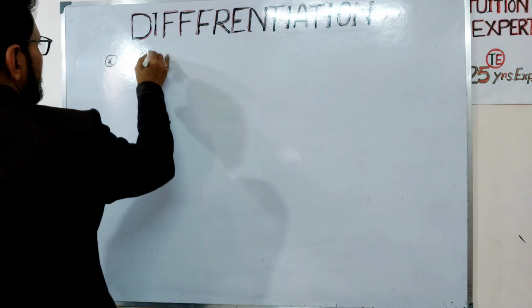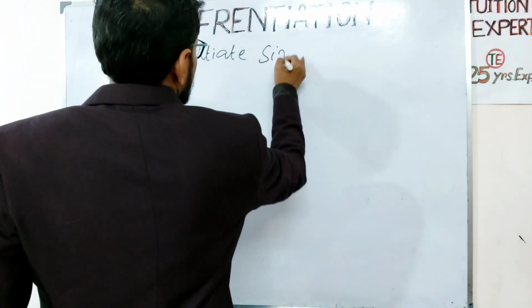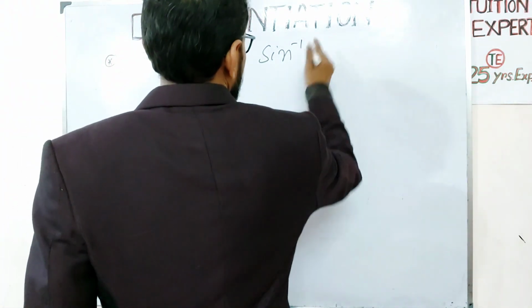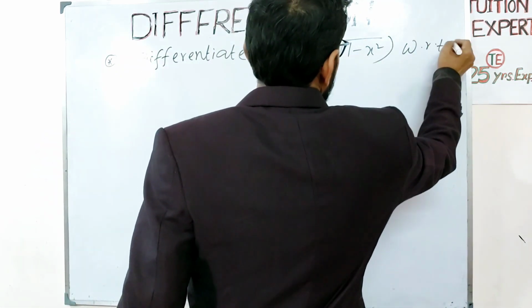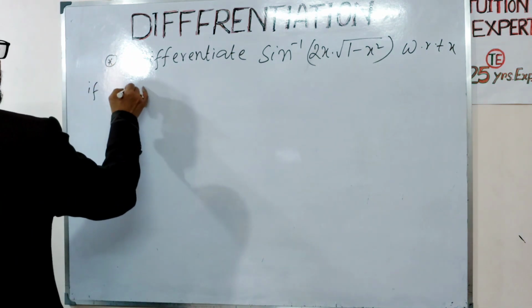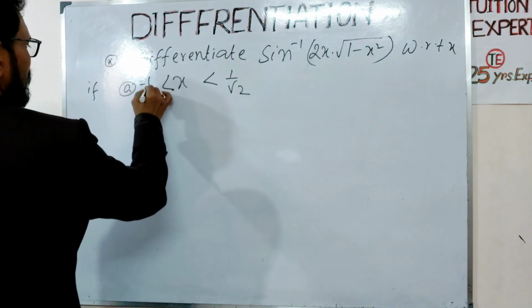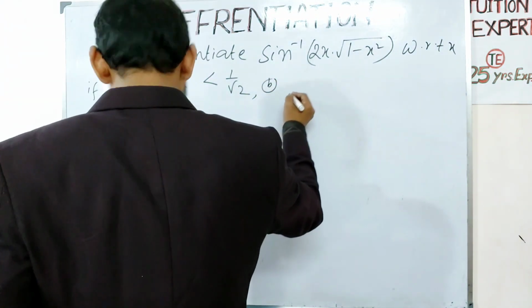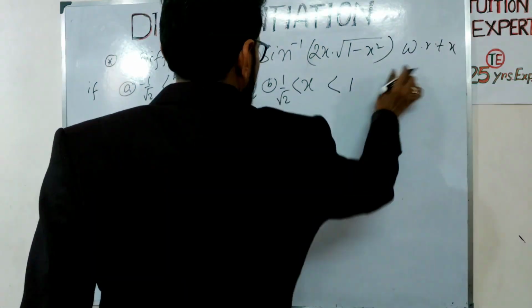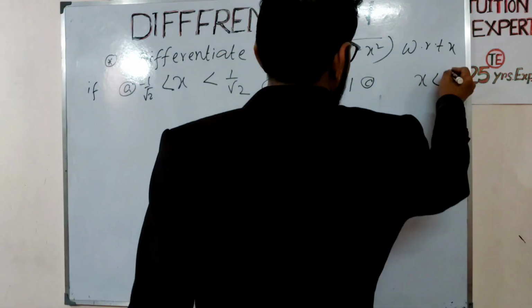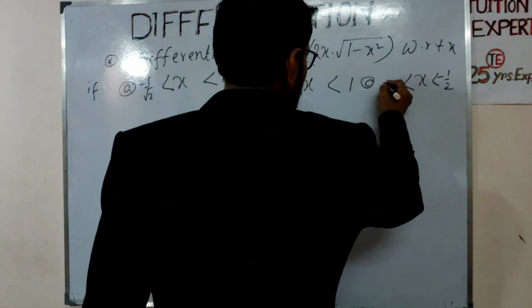Next problem, differentiate sine inverse of 2x into root over 1 minus x square with respect to x, if: condition a, x less than 1 by root 2 and greater than minus 1 by root 2; condition b, x greater than 1 by root 2; and for the next condition, x less than minus 1 by root 2, greater than minus 1.